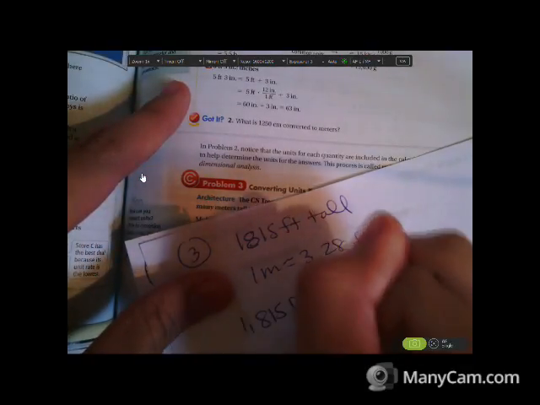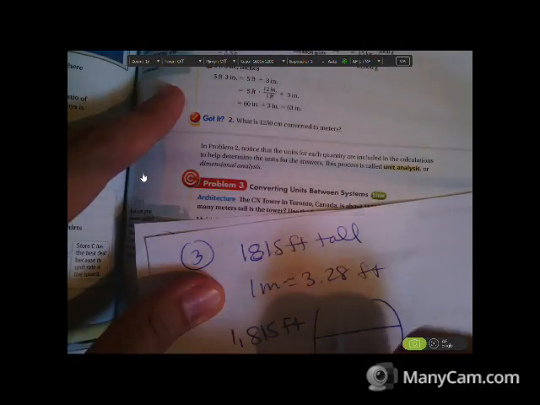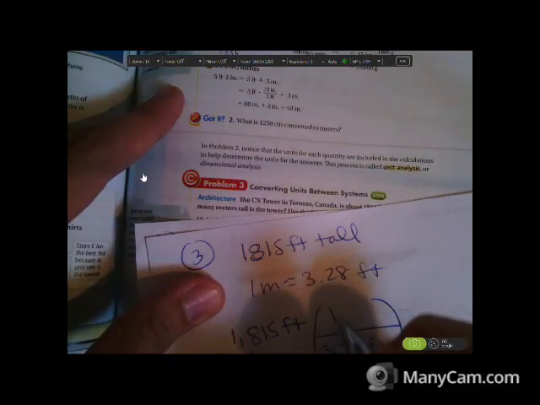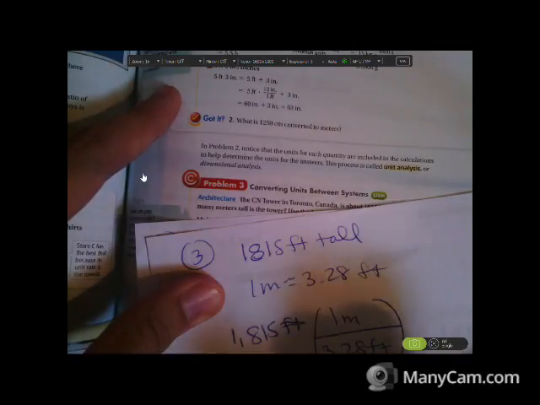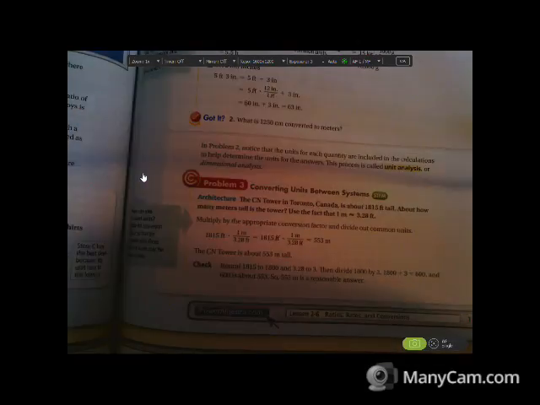Alright, so if it's 1,815 feet tall, and we want to convert it to meters, I'm going to have to do my conversion again. I'm going to put my feet on the bottom because I want that to cancel out. I'm going to put my meters on top. So therefore my feet cancel out, and I'm left with 1,815 over 3.28 meters. And that is roughly 553 meters. So, why don't you try letter A up here.